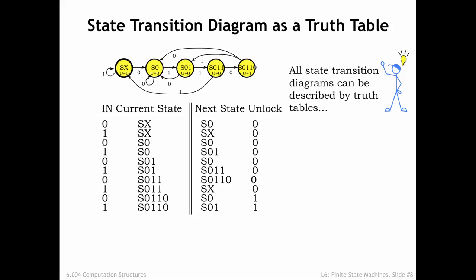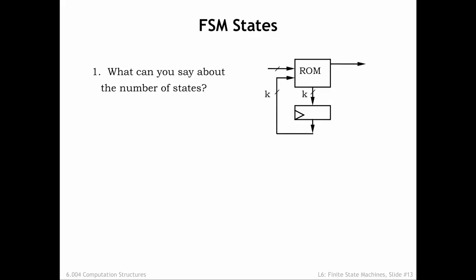All the information in a state transition diagram can be represented in tabular form as a truth table. Let's think a bit more about the FSM abstraction. If we see an FSM that uses k state bits, what can we say about the number of states in its state transition diagram? Well, we know the FSM can have at most 2 to the k states, since that's the number of unique combinations of k bits.